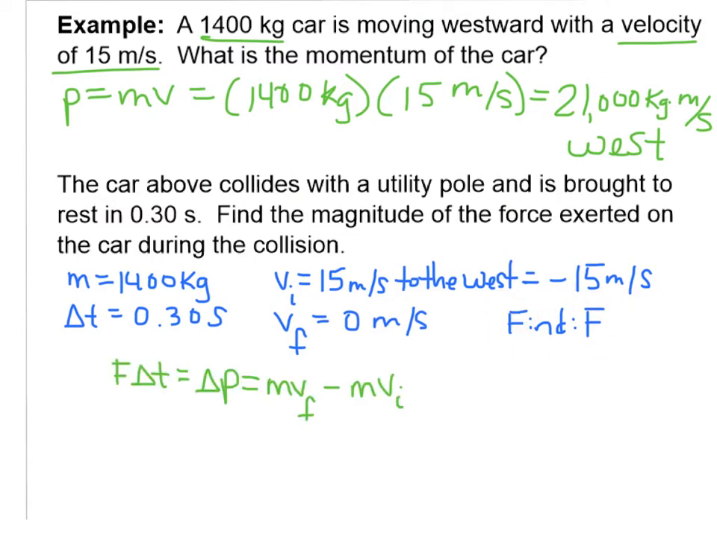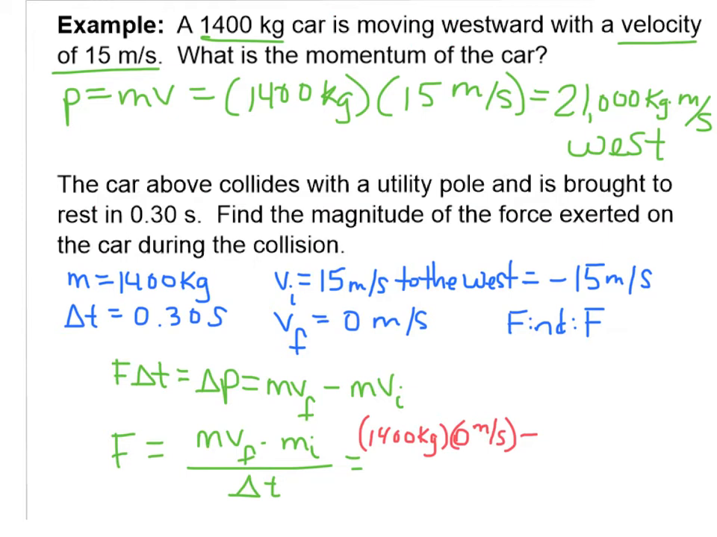We would like to use our impulse momentum theorem equation here, force times change in time equals change in momentum, which equals mass times final velocity minus mass times initial velocity. At this point, we can look at this in several ways. We already calculated part of this. The mass times the initial velocity, we calculated up here. That was 21,000 kilogram meters per second to the west. But we can write this in several ways. We know we want to find the force. I'm going to rewrite this as force equals mass times final velocity minus mass times initial velocity over change in time. We can plug these values in from up here.